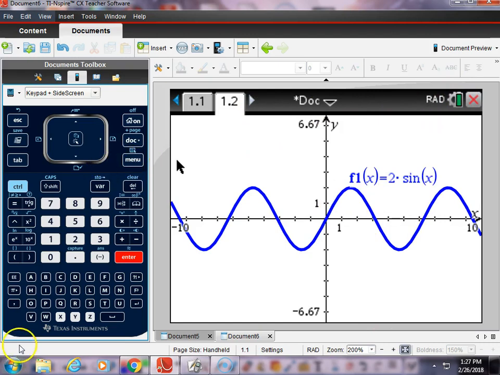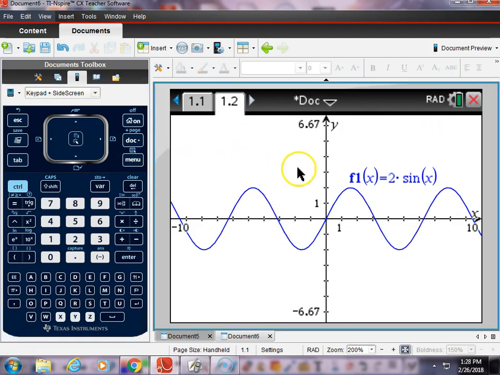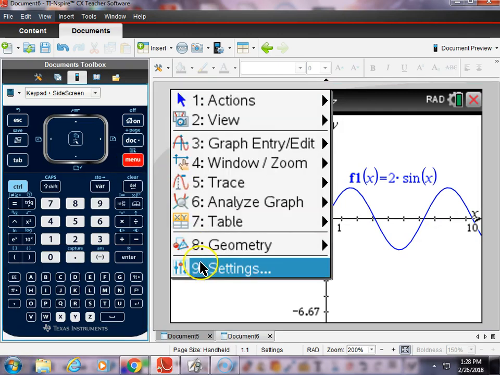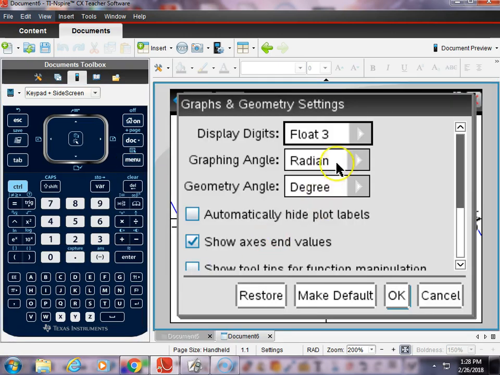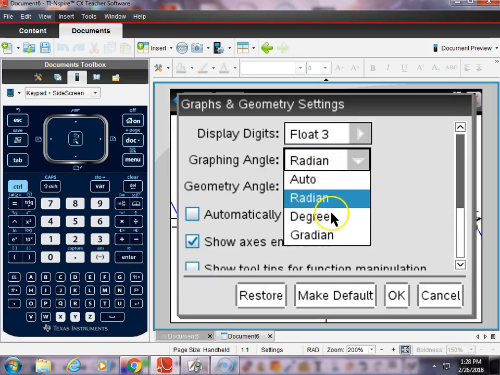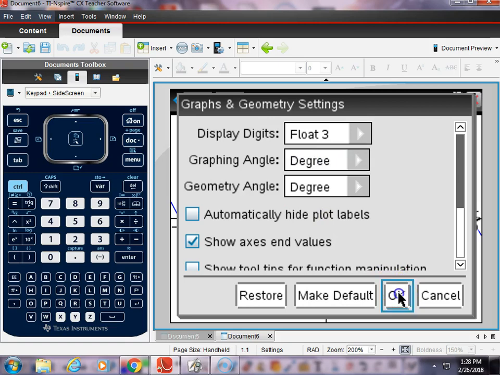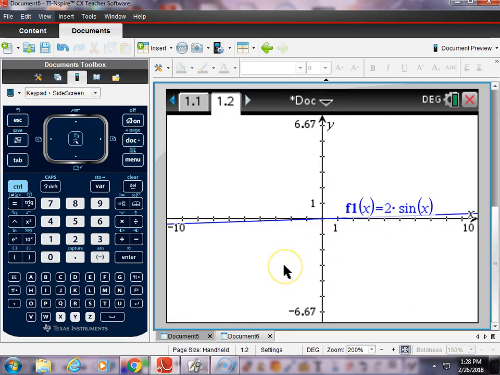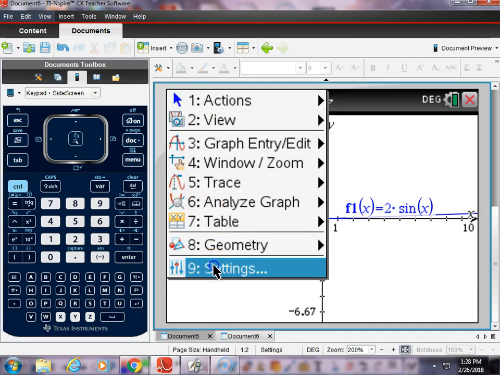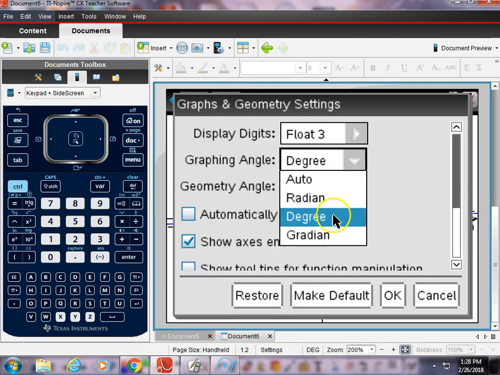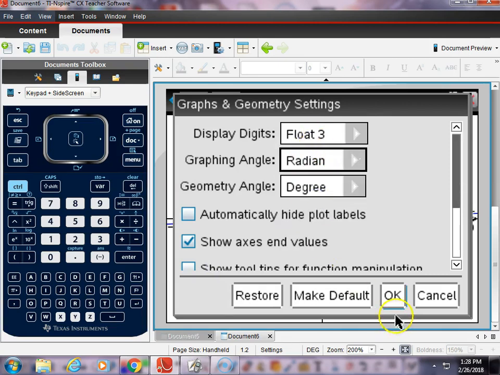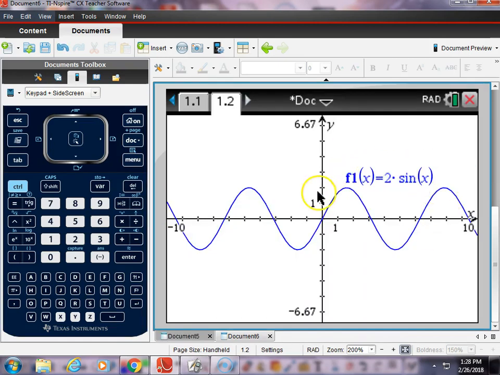So what I want you to know is that the place that you want to change this is menu, settings, and your graphing angle here needs to be in radians. Okay, so let's say that it wasn't. Somehow I got the calculator and it was in degree mode. It wouldn't look like a sinusoidal graph, and that would be my first clue. I'm going to go to menu, settings, and change my graphing angle to radians. That's what usually gives you a nice window when you're talking about your graph. So that's really all you need to know about your settings.